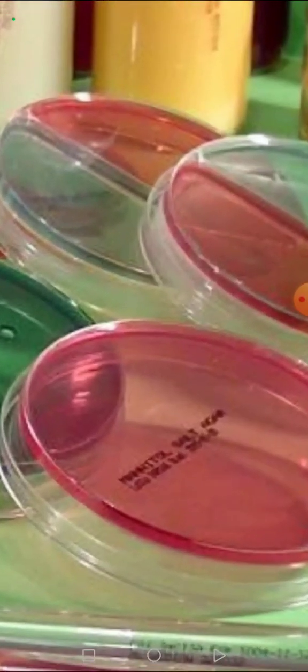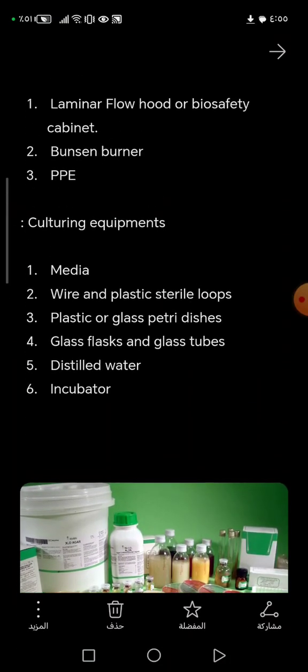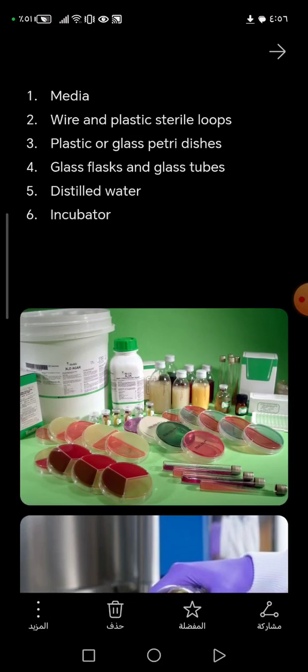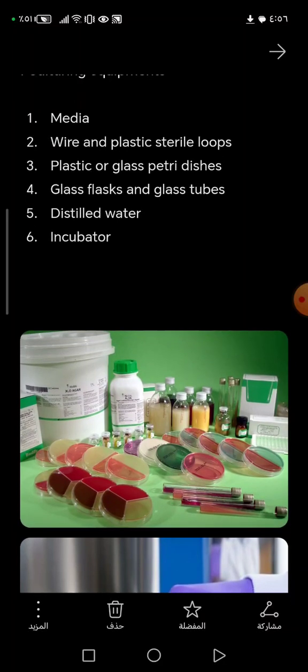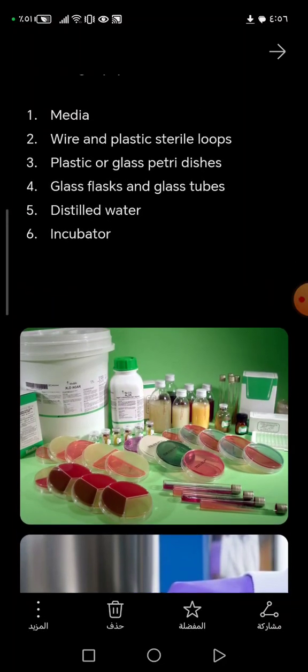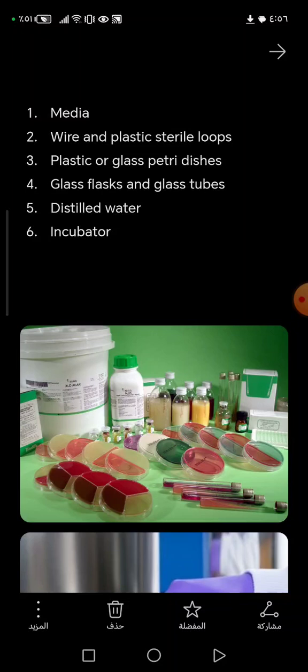As you see, those are called petri dishes or petri plates. There are two forms of them. The glass one is reusable and you can sterilize it by using an autoclave, and the plastic one is disposable, you can't reuse it. Glass tubes are even used for preparing some types of media such as triple sugar iron media.